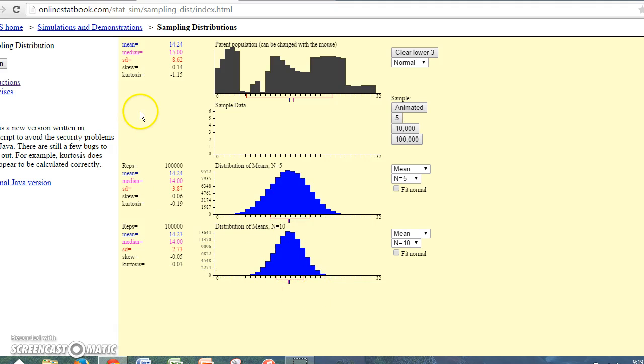So in any case, I suggest that you get into this applet and maybe play around with it. If you have any questions or anything, by all means, just let me know.